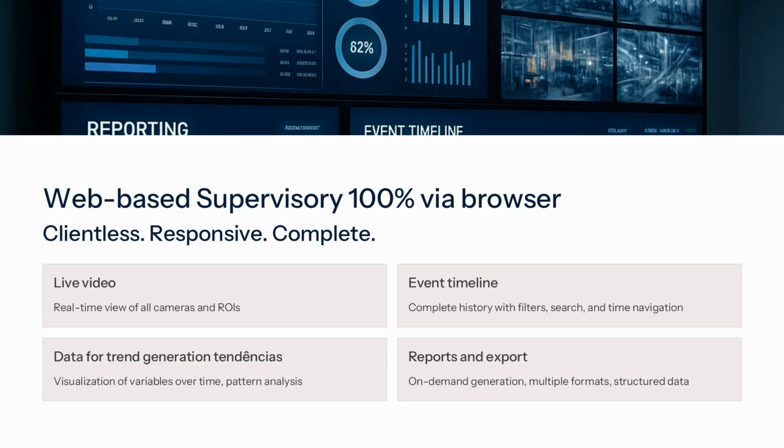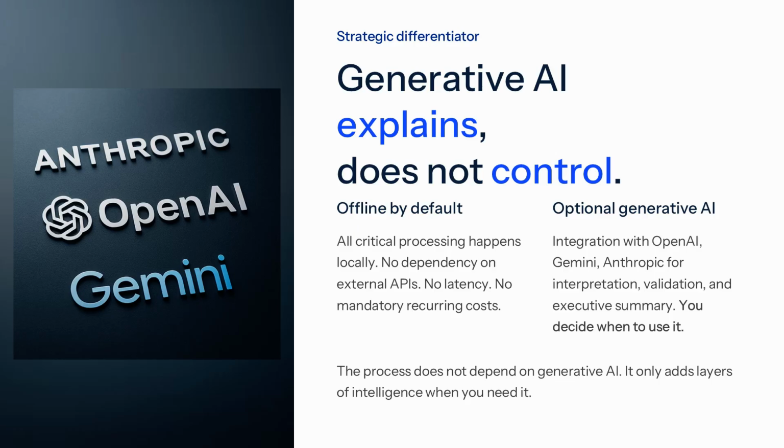A key feature of VIMAM is how we use generative artificial intelligence. Here, AI explains, it doesn't control your process. All critical processing happens locally. The generative AI, which is optional, is used only for interpretation, validation, or executive summaries. The process never relies on it.